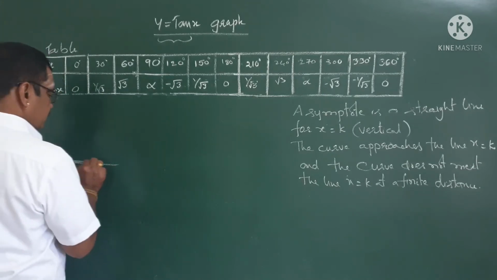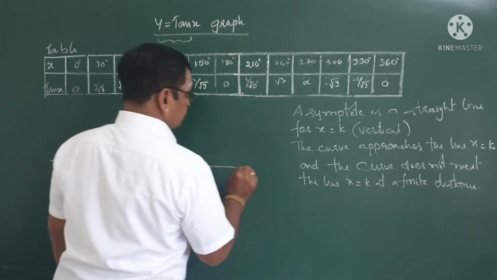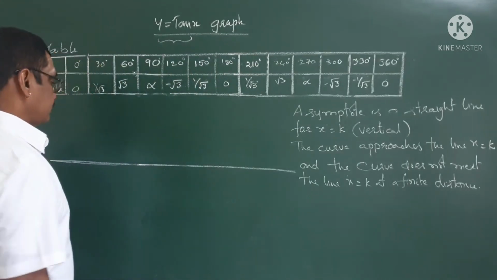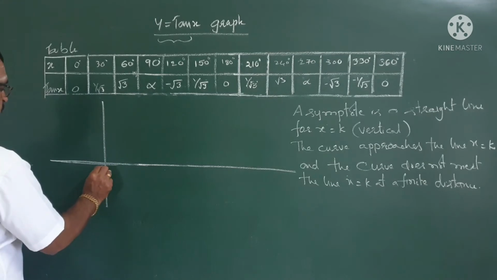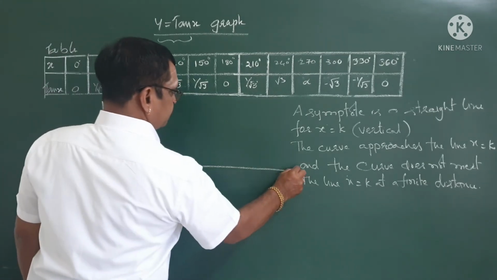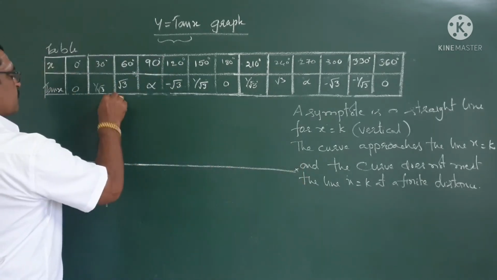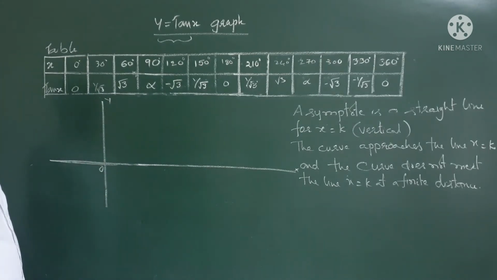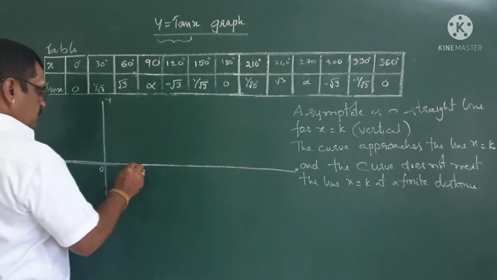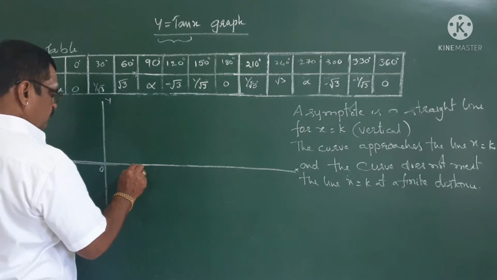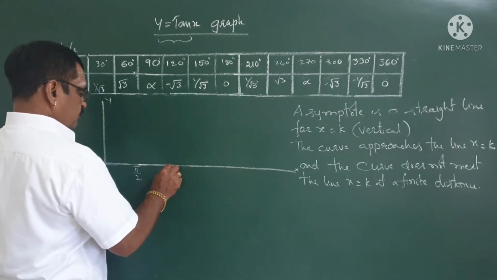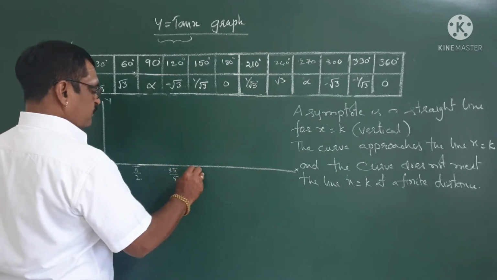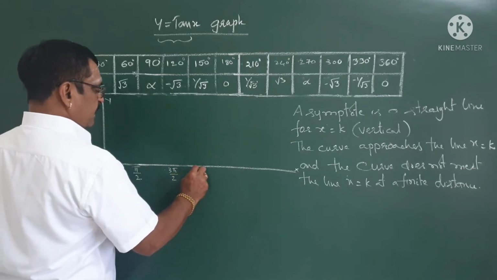I am not a drawing master, so I know only rough graphs. Let this be the x-axis, y-axis and origin. I'll take pi by 2, 3 pi by 2, 5 pi by 2.